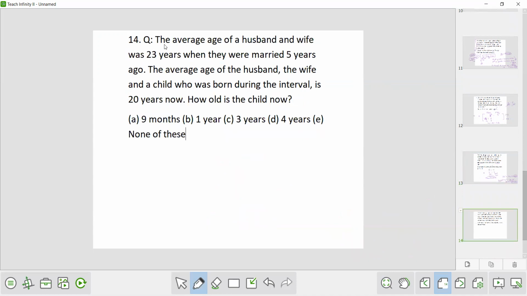Now the next question. The average age of a husband and a wife was 23 years when they were married 5 years ago. So here the time frame is 0 and 5 minus. This is the husband, this is the wife. Now the average age of a husband, wife and child who was born during the interval is 20 years now. How old is the child now? Firstly, the average age of a husband and a wife was 23 years when they were married 5 years ago.